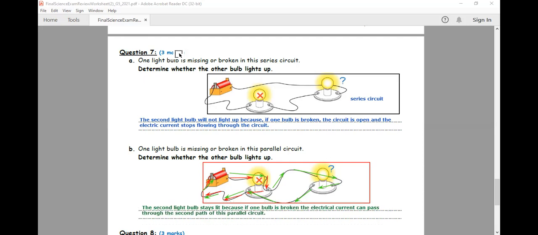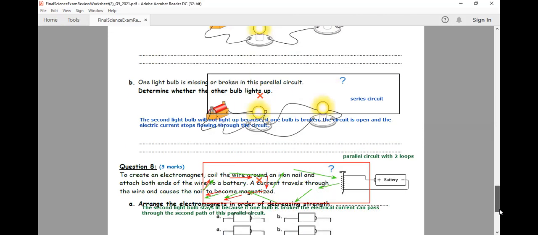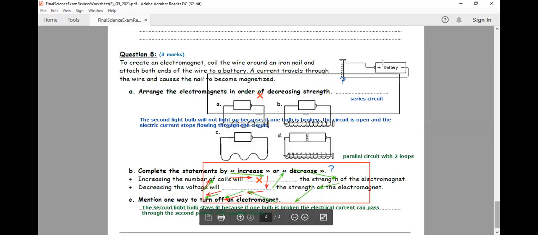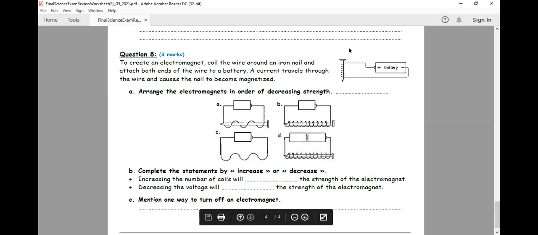Okay, is it clear for everyone? So this is a parallel circuit with two loops or two pathways. The red loop and the green loop. Is this clear, guys? Yes. Okay, great. Last question now.